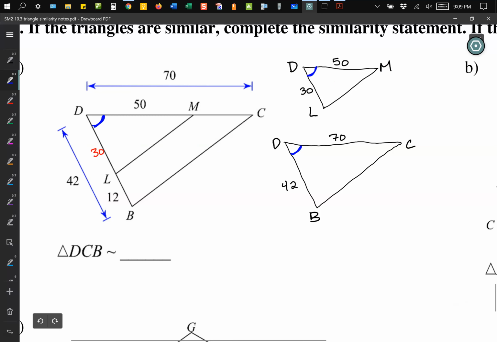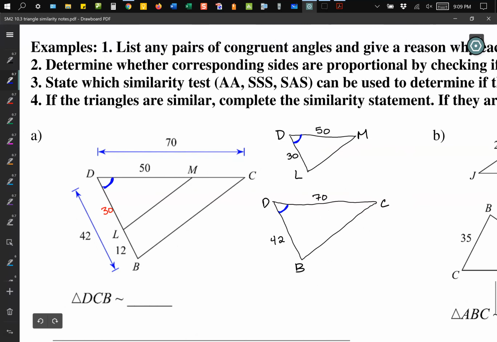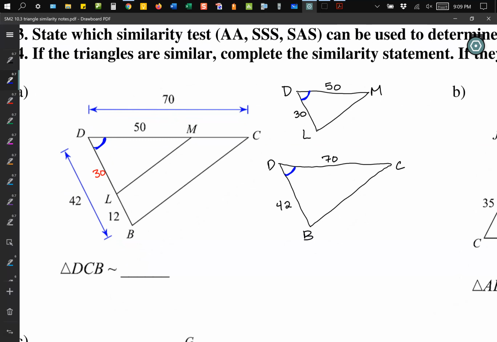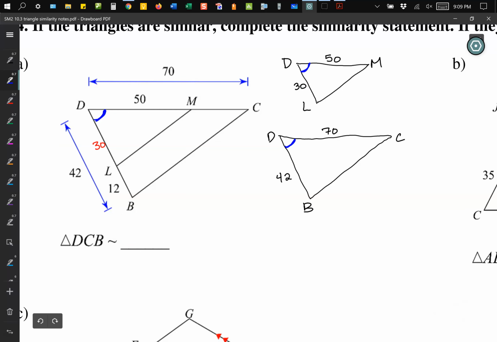So now I'm going to make a list of everything I know. So number 1 said list any pairs of congruent angles and say how you know. Okay. Angle D is congruent to angle D. It's the same angle in both triangles.